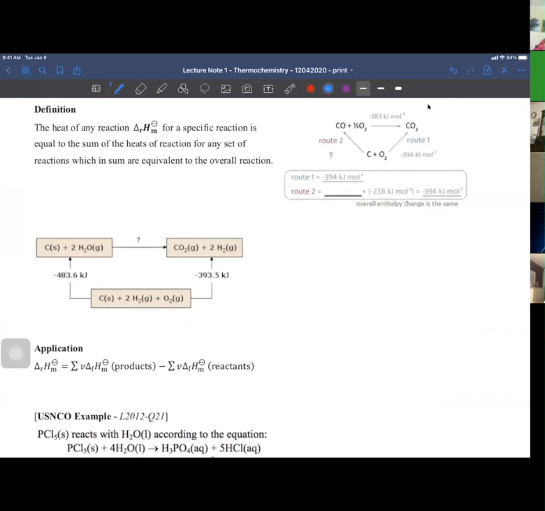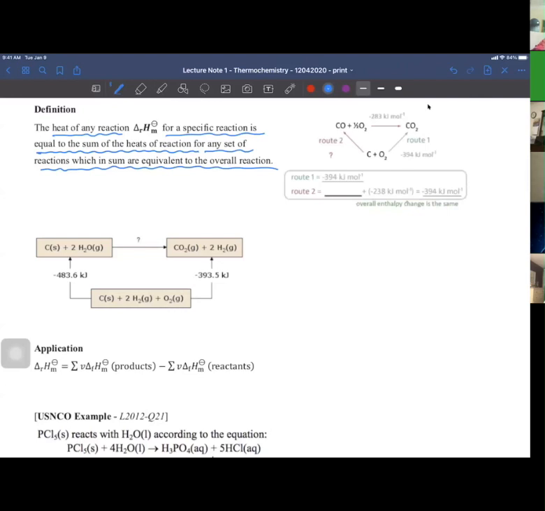So H is a state function. With this in mind, we can talk about Hess's law. What is Hess's law? It means the heat of any reaction is equal to the sum of the heats of reaction for any set of reactions which in sum are equivalent to the overall reaction. What does that mean? Basically, if you can add two reactions together to get an overall reaction, the enthalpy change of the overall reaction will be the sum of these two reactions.